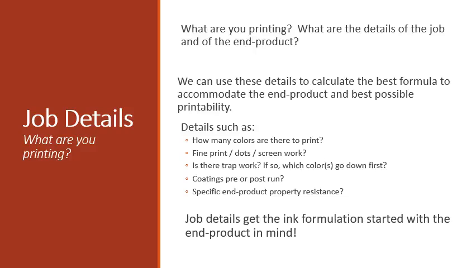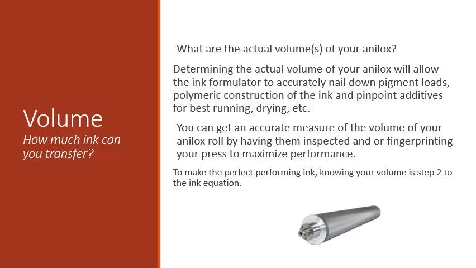So secondarily are the volumes of your anilox rolls. Determining the actual volume of the anilox rolls will allow the ink formulator to accurately nail down pigment loads. Nailing down pigment loads on the front end is going to allow you to achieve your desired color, best case scenario possible. Most, if not all, ink companies are equipped with highly sophisticated proofing equipment in the lab, so that if we interconnect that equipment and correlate it to the real volumes of your anilox rolls on press, we can put together the best possible polymeric construction of the ink.